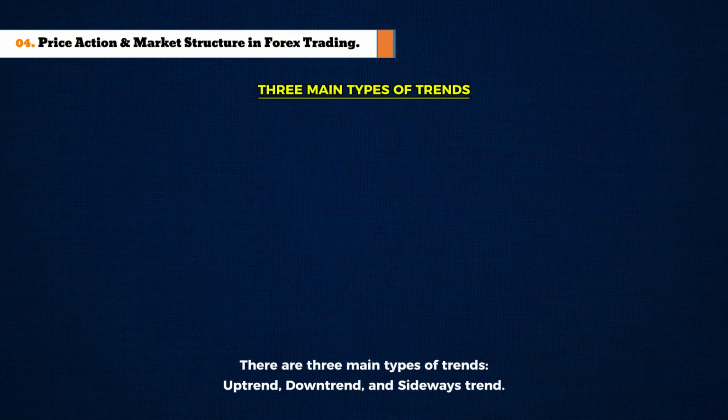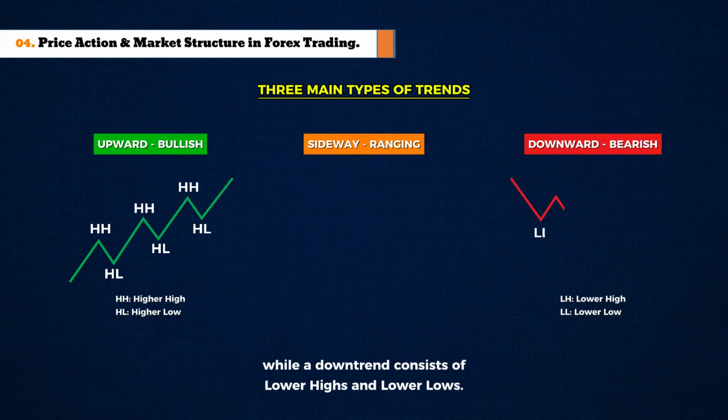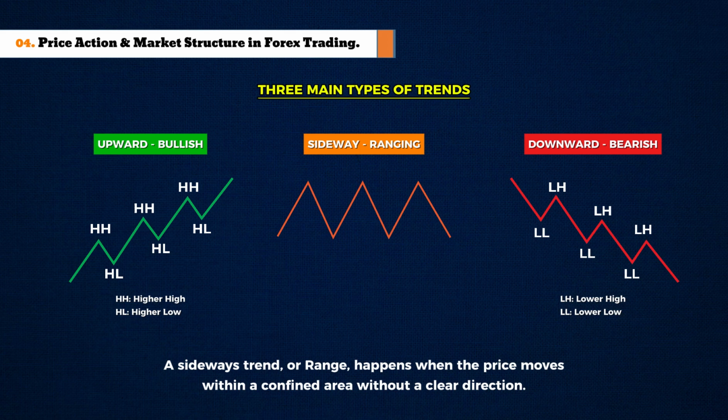There are three main types of trends: uptrend, downtrend, and sideways trend. An uptrend is characterized by higher highs and higher lows, while a downtrend consists of lower highs and lower lows. A sideways trend, or range, happens when the price moves within a confined area without a clear direction.